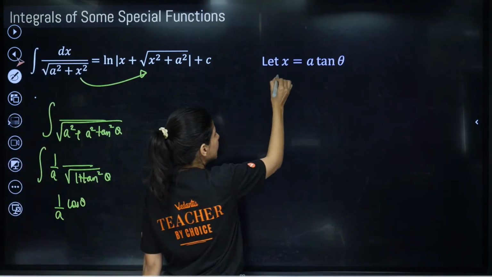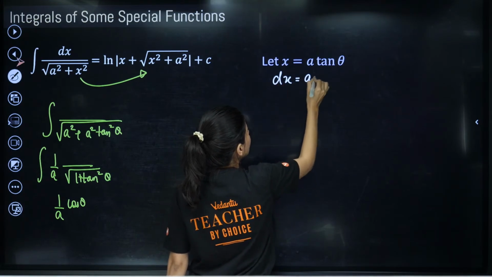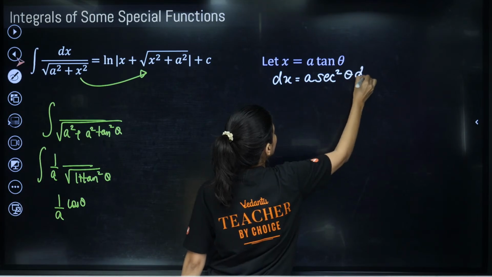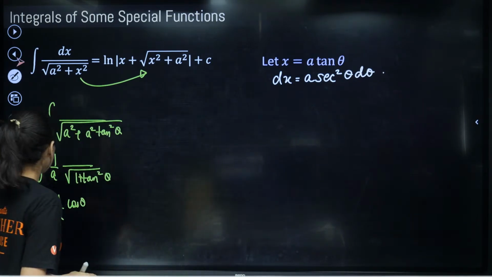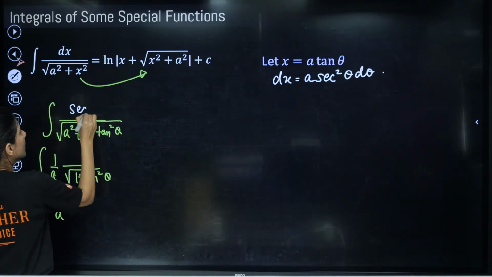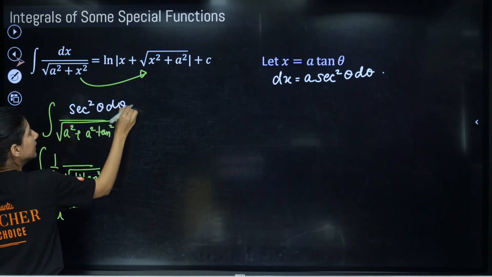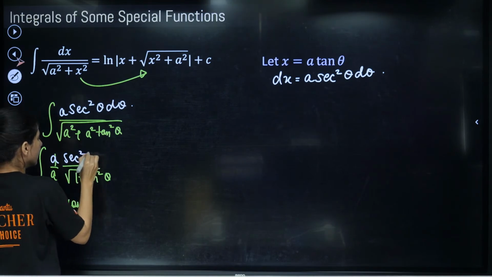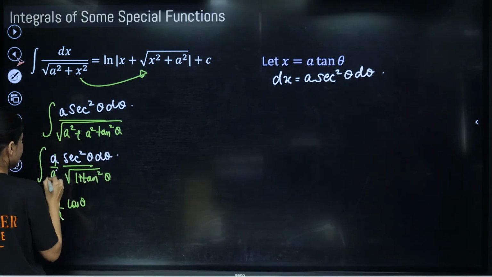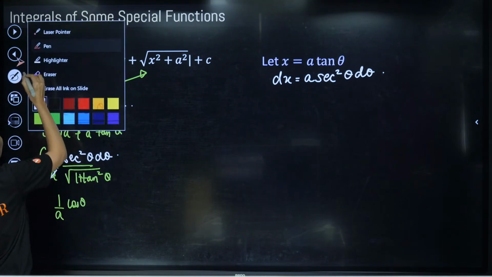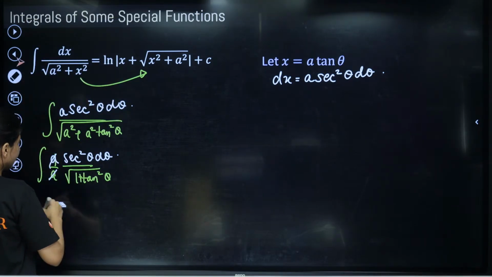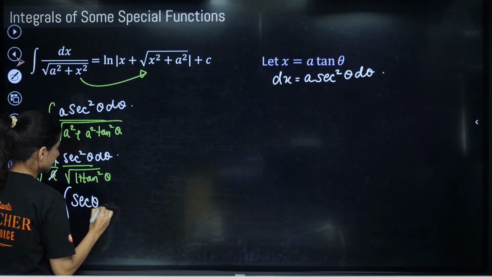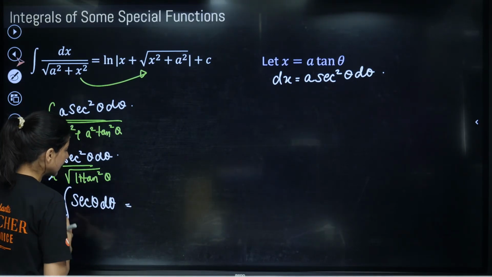Now dx can be calculated from here. The derivative of a tan theta is a sec square theta d theta. A is already there, so a sec square theta d theta. Correct? Finally, it will become just the integral of sec theta d theta. So what is the integral of sec theta?